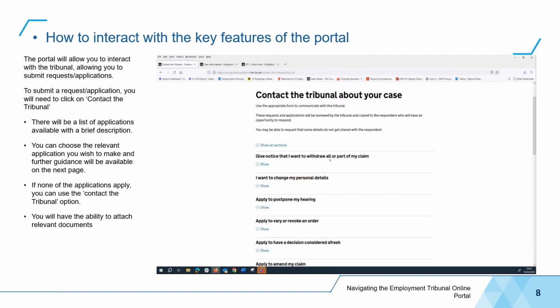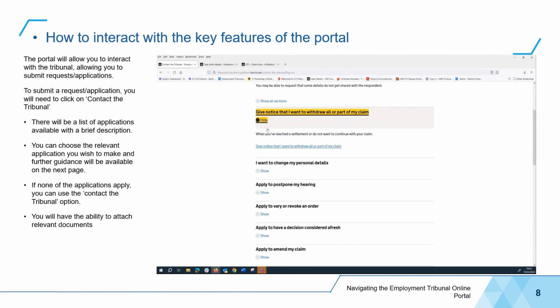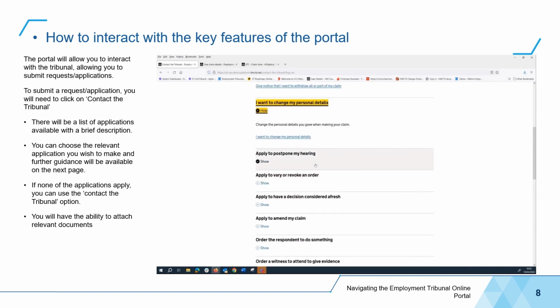Once you click on that link, it will take you to a list of applications or requests, and under each one, once you click on show, it will give you a brief description of that type of application or request. And here there is a list of those, and you would choose the one that's relevant to the type of application or request you want to make.